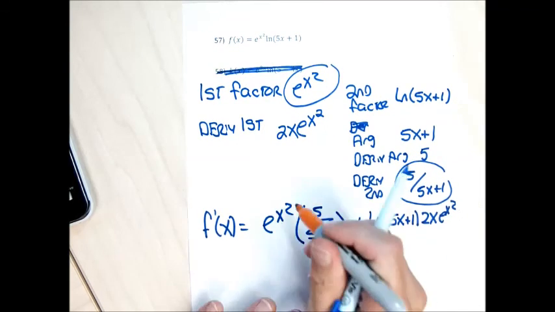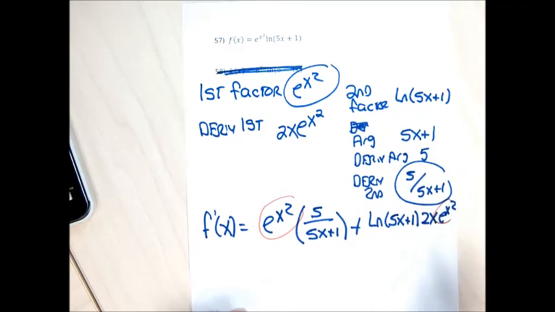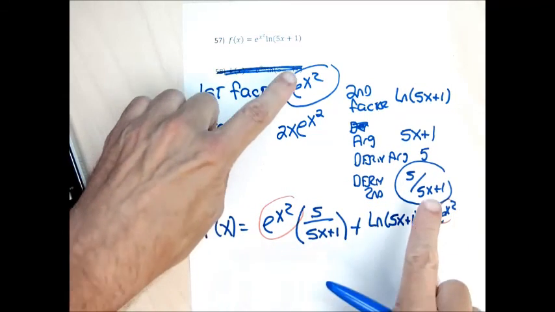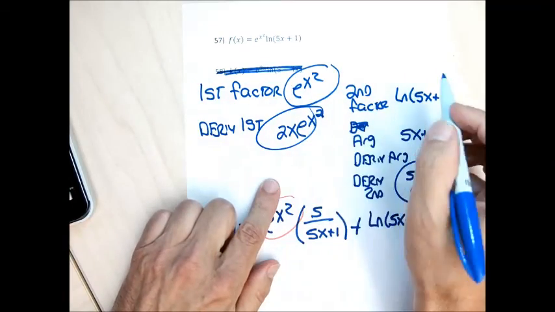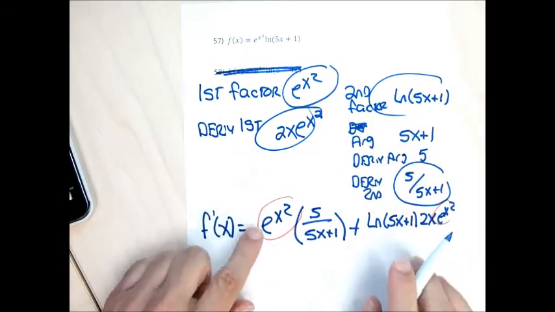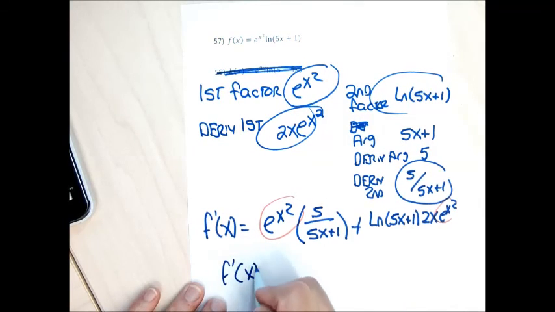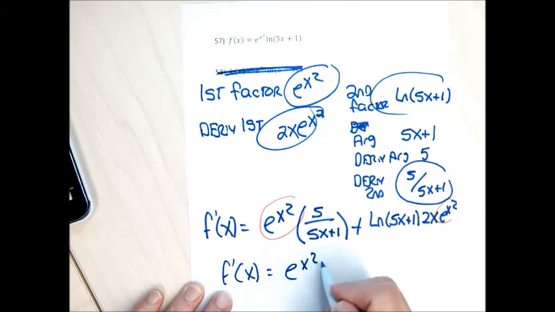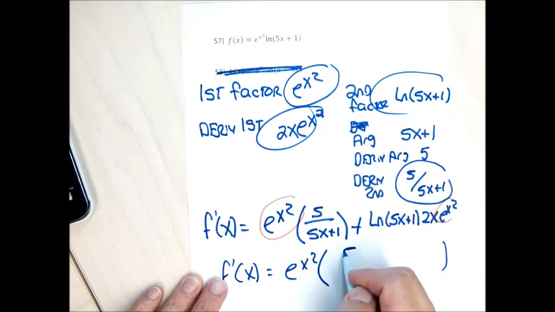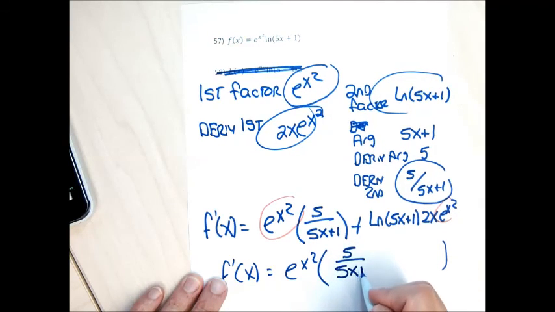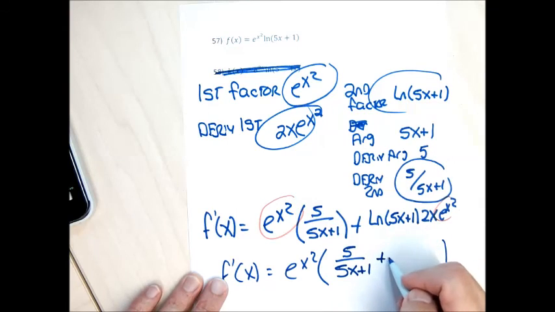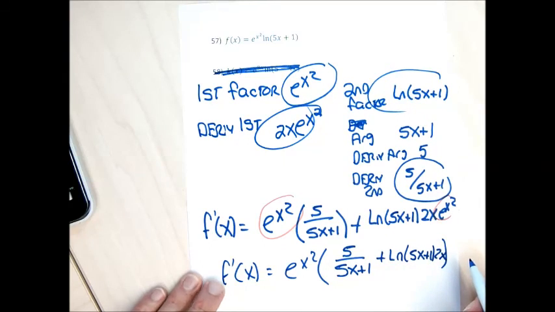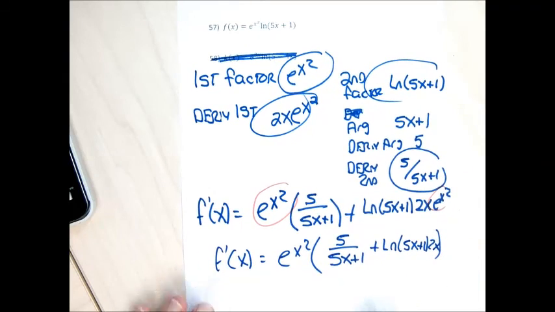And I like common factors. There's a common factor of e to the x squared, so I just simply use the pieces. First times the derivative of the second, second times the derivative of the first. Now I'm going to pull out that common factor of e to the x squared. Make a big parentheses, and for the first piece it's going to be 5 over 5x plus 1. The second piece I have after the plus is the ln of 5x plus 1 times 2x. Fast, probably too fast, but the video's getting so long, I didn't want to go further with this. That's the derivative.